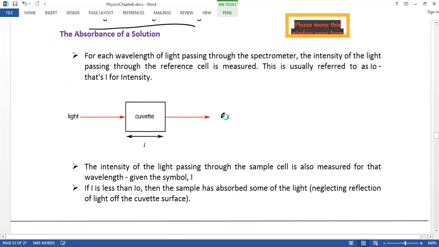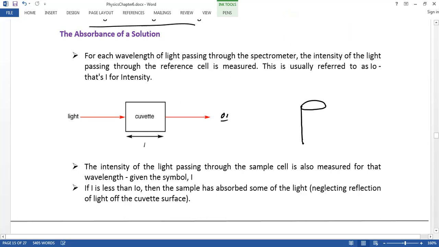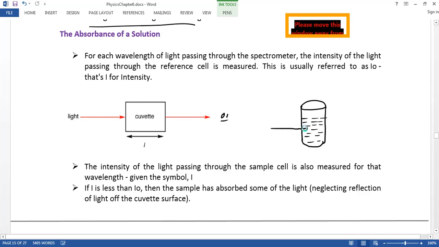So I'll try to draw a similar diagram. This is the cuvette, which is having some solution, and this solution has a particular concentration. When light with intensity I naught is passed through this cuvette, the concentration of this particular solution will absorb some of the intensity of light, and the remaining intensity of light will pass out of it, that is I.